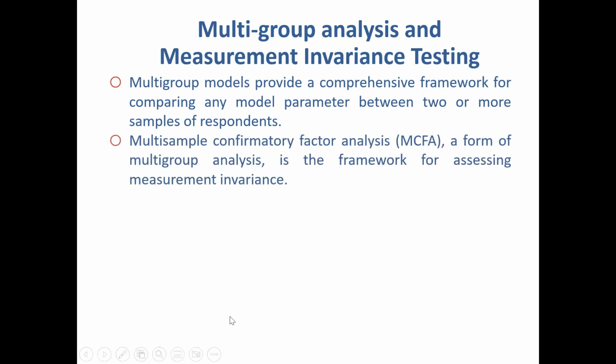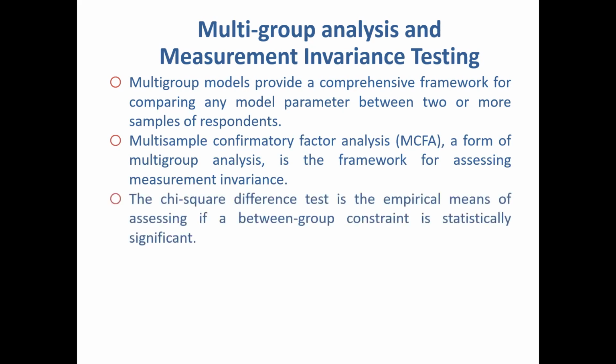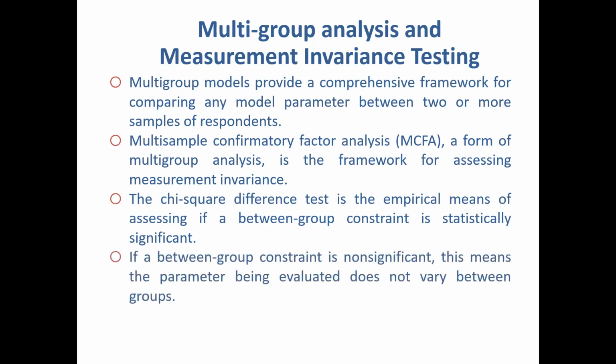We call it multi-sample conformity analysis, which is another way of looking at it. There is a chi-square test performed when you run moderation, which is an empirical way of assessing whether the two groups you are using as moderator are different or not. If it is not significant... I will show you once in the analysis how and what to do in the chi-square test.